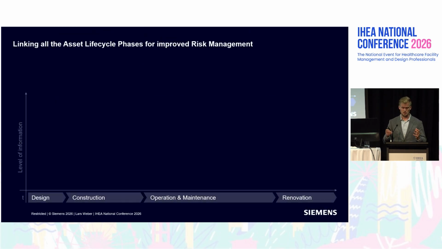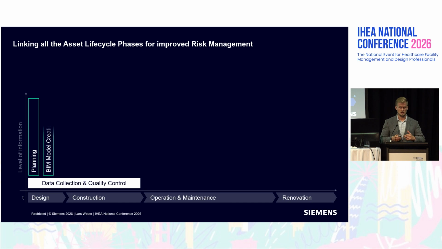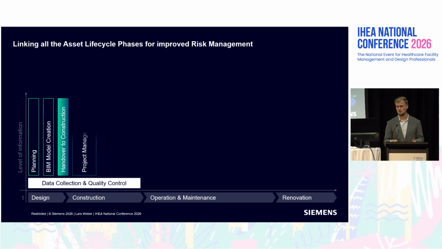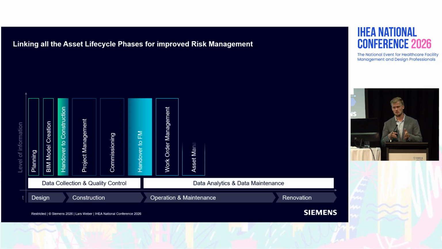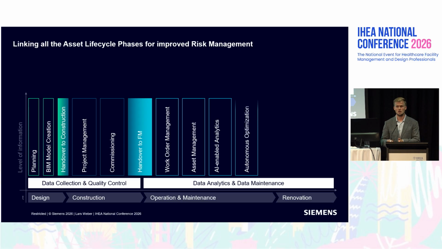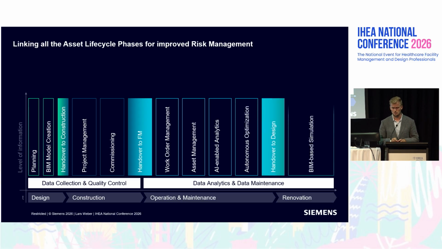So wrapping it all up and coming to the whole topic of how this helps me with risk management, there are a couple of things I can do if I have great data, starting from the moment of planning, making it something that can be handed over without losing information in terms of construction. So all your project management and commissioning should ideally be end-to-end digital. The more data I create during that period, the better it will help me during my operations: my work order management, asset management, analytics, all kinds of stuff.